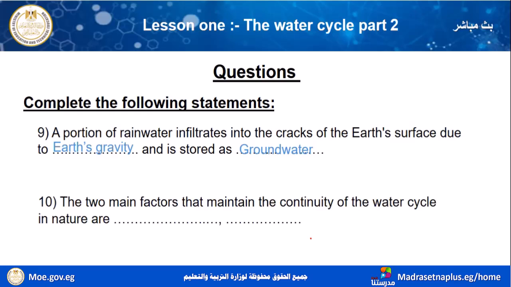Number 10. The two main factors that maintain the continuity of the water cycle in nature are heat of the sun and Earth's gravity. We said there are two factors, energy, and this energy is the heat of the sun, and force, and this is the Earth's gravity. So the two main factors that maintain the continuity of the water cycle in nature are heat of the sun and Earth's gravity.